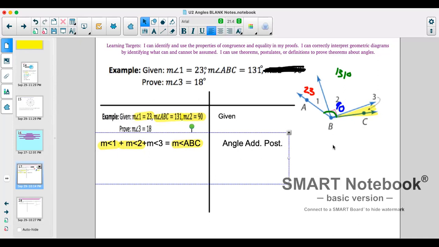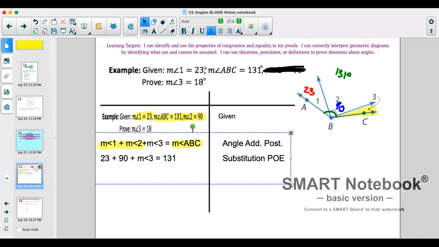Okay. So my very next step, measure of angle 1 is going to become 23 degrees. That's going to become 90 degrees. I still don't know the measure of angle 3, or I still haven't shown what it is. So I'm going to leave it. And the measure of angle ABC is 131 degrees. How am I able to do that? Substitution, if I can spell it. This is a property of equality. Why is it a property of equality? Because I'm dealing with the measures of angles and an equal sign, not a congruency mark.